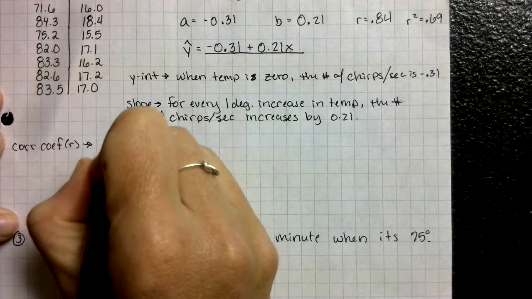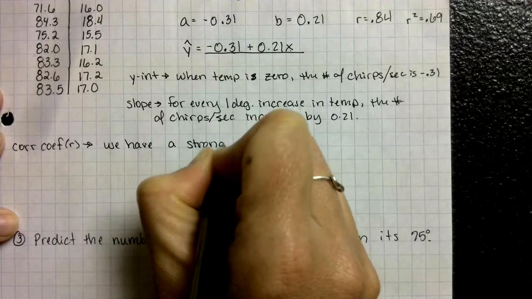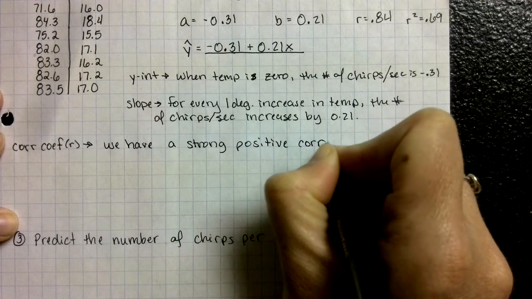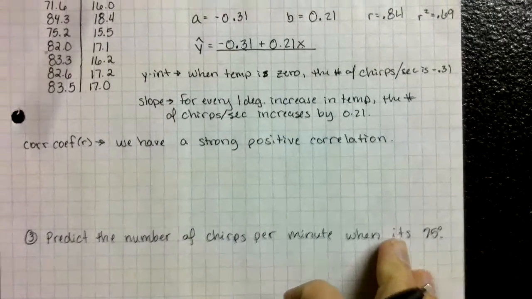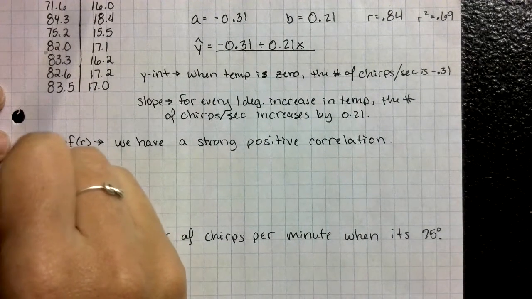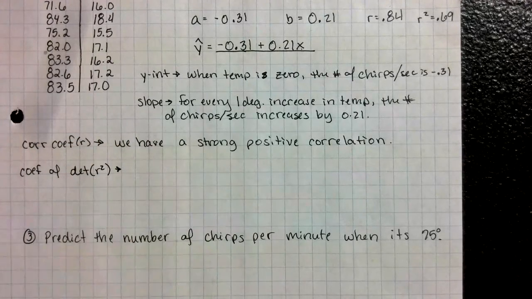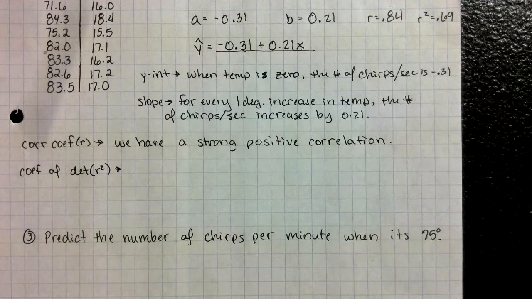So this shows we have a strong positive correlation. And r squared is your coefficient of determination. So this is given as a decimal, but we want to interpret it as a percent. So this shows the percent of variation that is explained by this linear relationship.